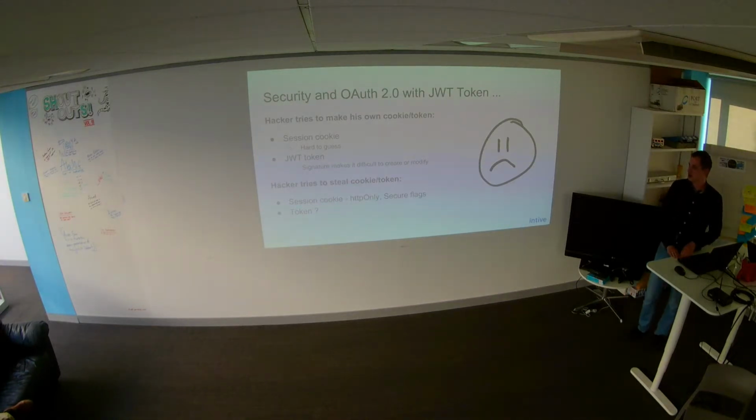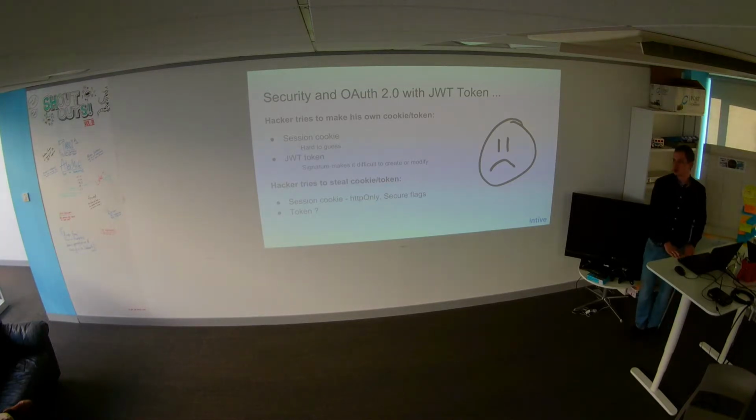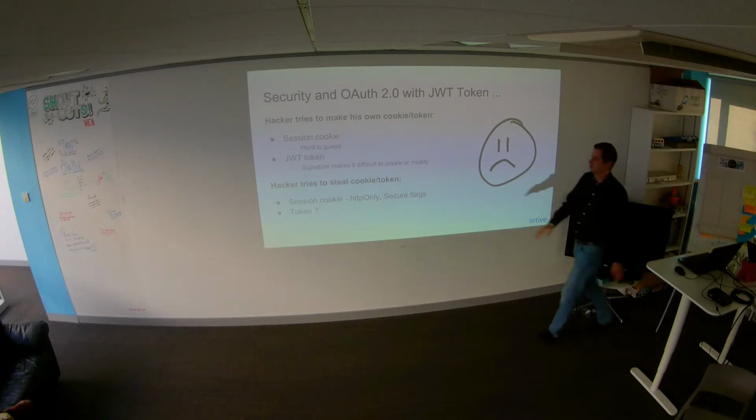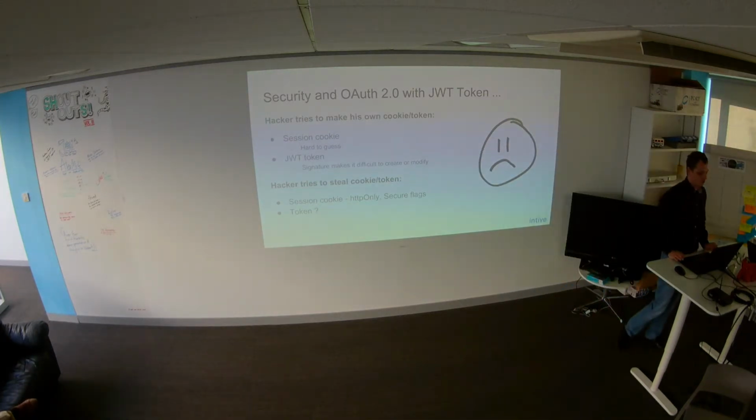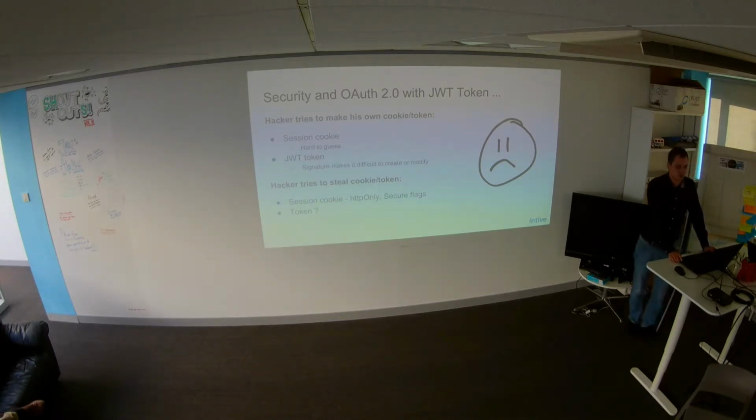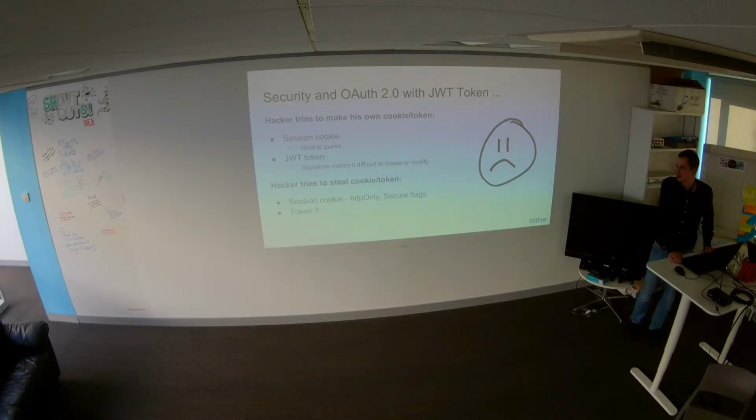And the first problem we immediately stumbled on was the session cookie. This part is, let's say, fine. A hacker tries to make a token or a cookie on his own. For a session cookie, it's hard to guess, and it's been proven safe for many years. For a JWT token, it's difficult to create or modify due to the signature.